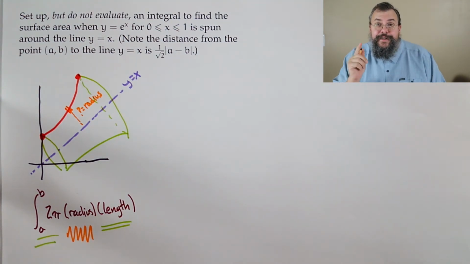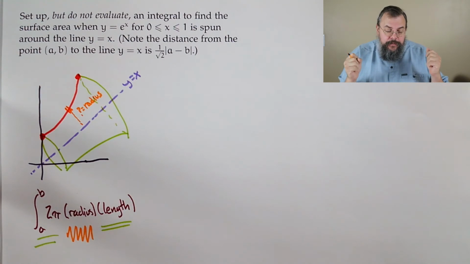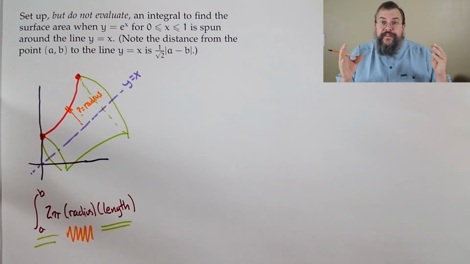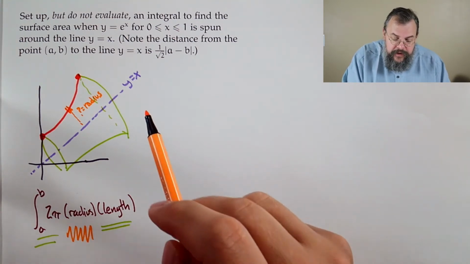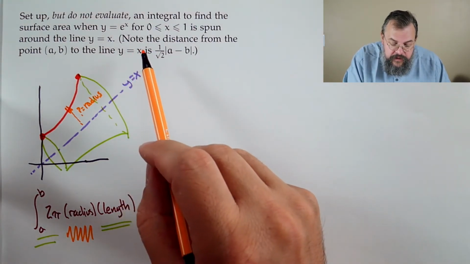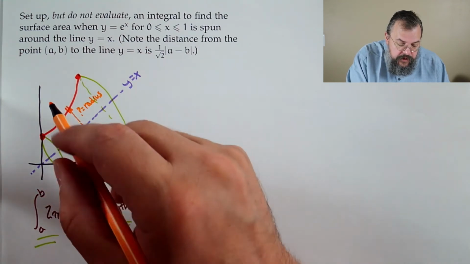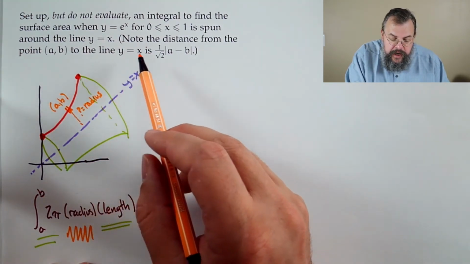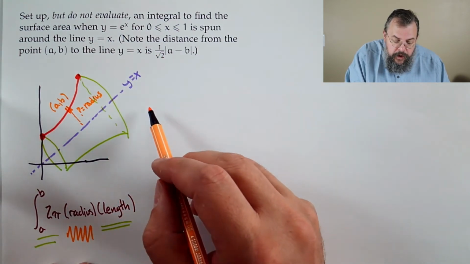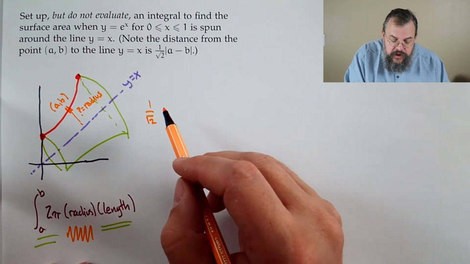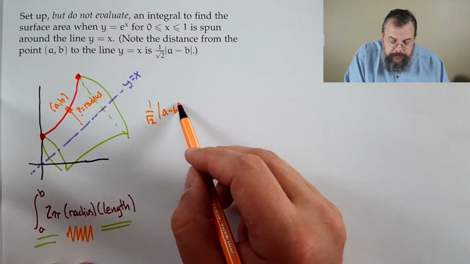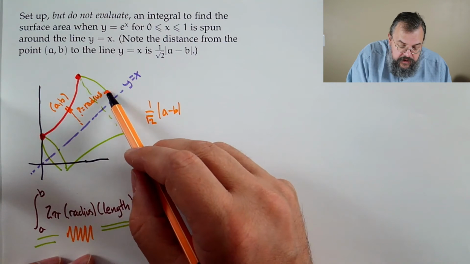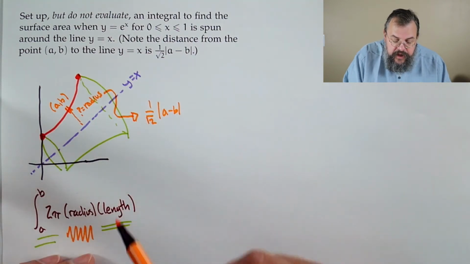Now, I didn't finish reading the problem because I got a bit flummoxed by what the problem was asking, I forgot to read this last part. There's this comment. The distance from the point (a, b), so I can think of this as the point here as (a, b), to the line y equals x is 1 over root 2 times the absolute value of a minus b. Okay, so that radius is being represented there.